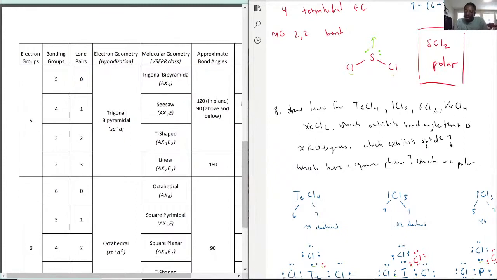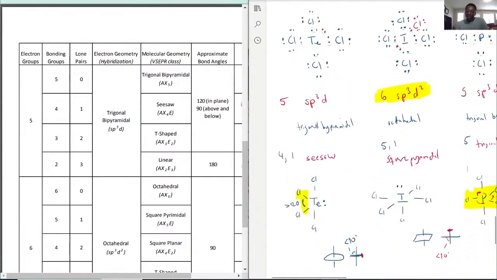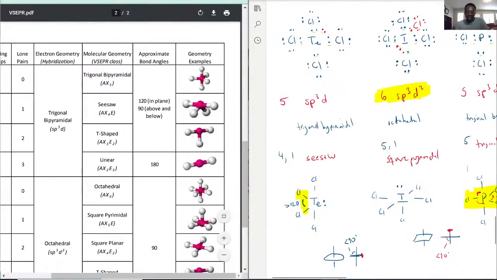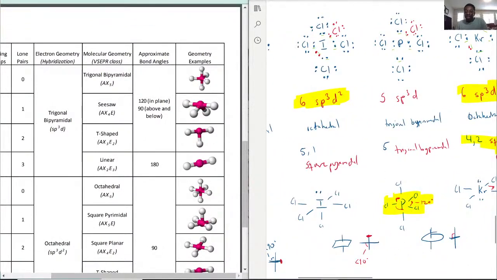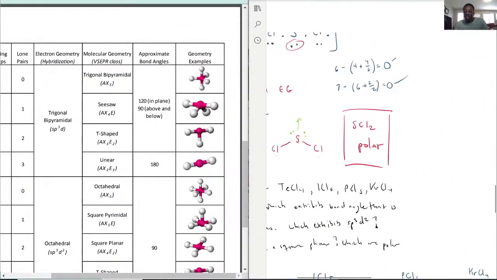Which exhibits a bond angle that is around 120 degrees? That will be the TeCl4, as you can see here between these two chlorines. Based on the seesaw, you can see an even better example: the two chlorines at the bottom are around 120. And also PCl5, which has a whole 120 degrees between the chlorines in the plane.